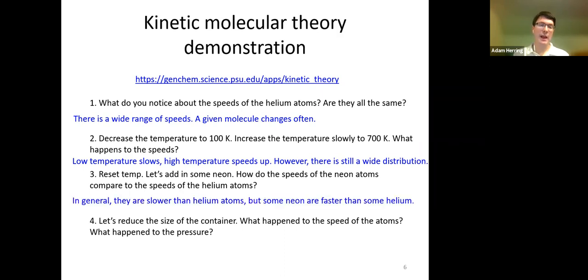So now if we add some neon particles, what you'll notice is that on average, they're slower than helium atoms, but there are indeed some neon atoms that are moving faster than helium. Then when you reduce the container's volume, you'll notice that the speed distribution of both gases is actually unchanged, but the pressure goes up.